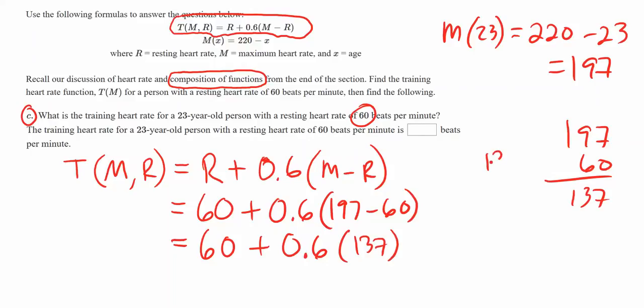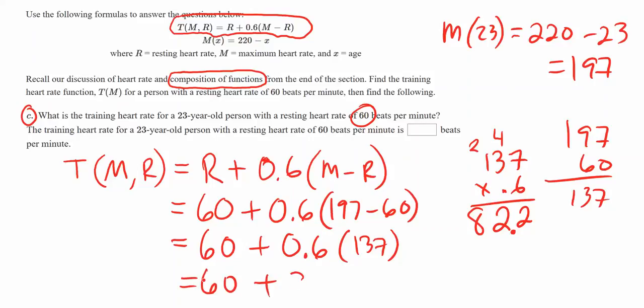Now we need 137 times 0.6. Let's see, 7 times 6 is 42. That's going to be 18, 19, 20, 21, 22. And that's going to be an 8. So with one decimal place accuracy, this gets us to 60 plus 82.2.